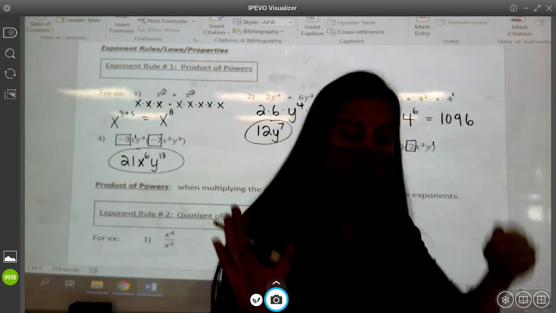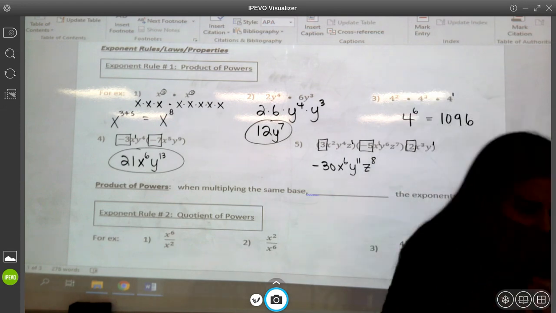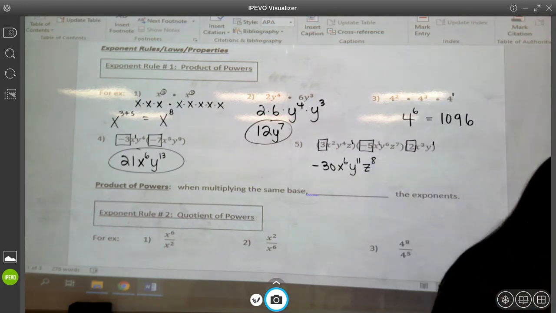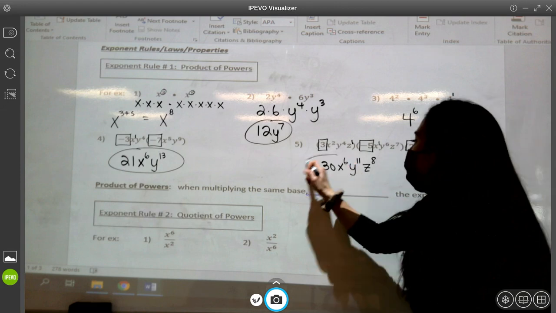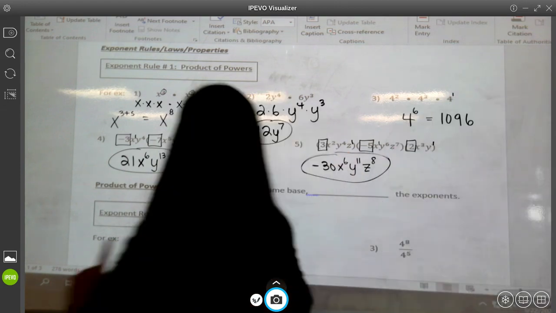Again, I hope it's easy. But I feel like when I don't review this, it doesn't go well. Guys at home, can I get a thumbs up that everybody remembers rule number 1? Everybody's good? Awesome.